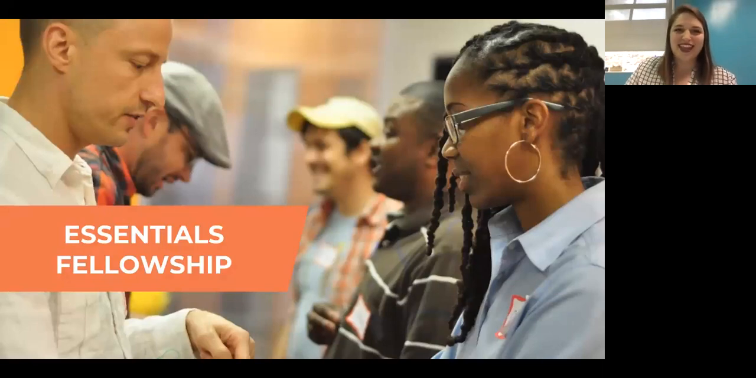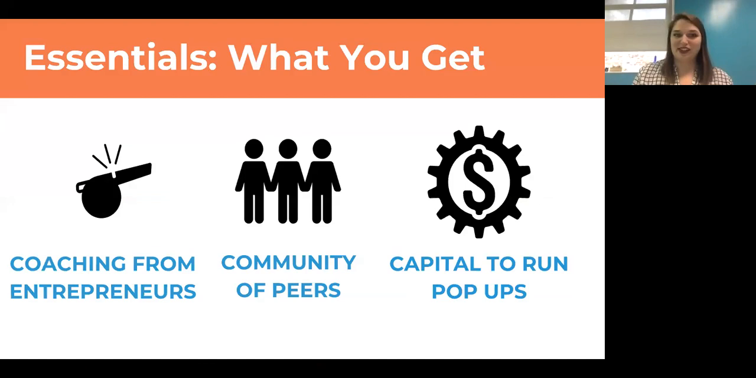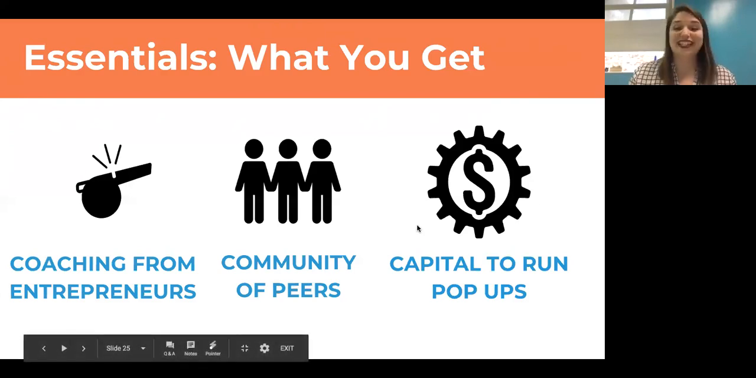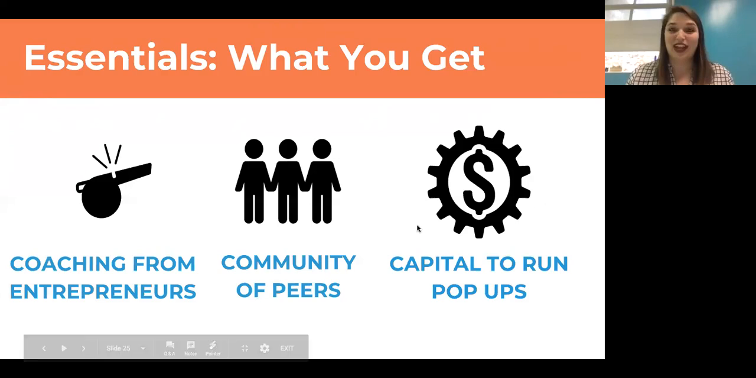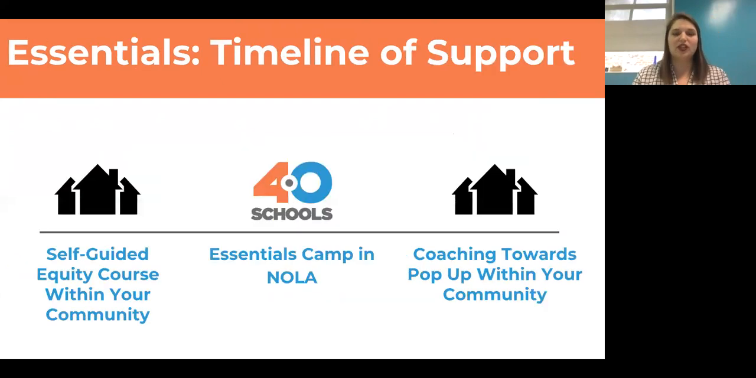So we're going to talk about the Essentials Fellowship. So what you get from the Essentials Fellowship, three different areas here. The first is coaching from entrepreneurs. So that's from our team of 4.0 team members, as well as local New Orleans-based alumni who've been through our programming and are experts in the process, as well as a community of peers. Really excited to see a lot of you on here now. There's a community of year one of up to 20 fellows in a cohort, as well as one of 909, I think, alumni we have right now that you have access to. And we're excited to have that community, and we try to build some things in order to build some connections there. And capital to run your pop-ups. So we're going to dig into each of those a little bit more.